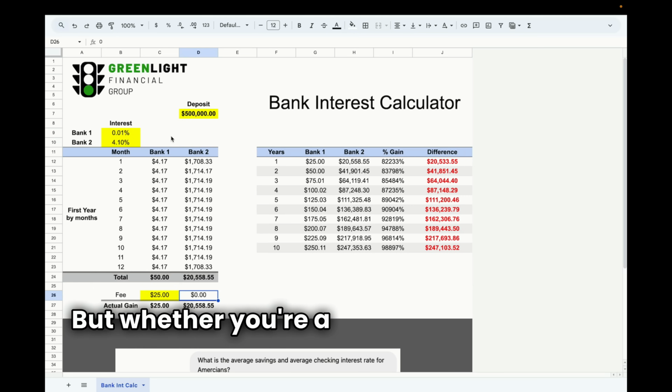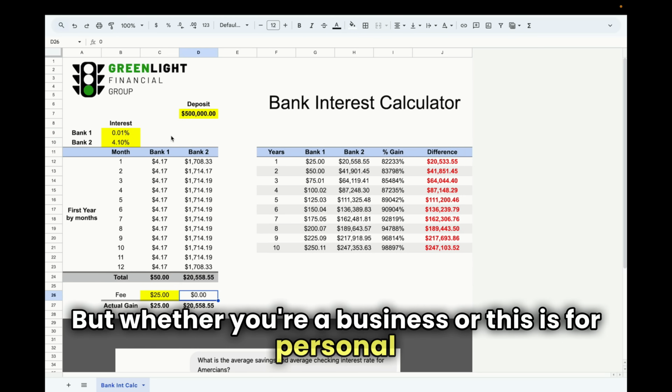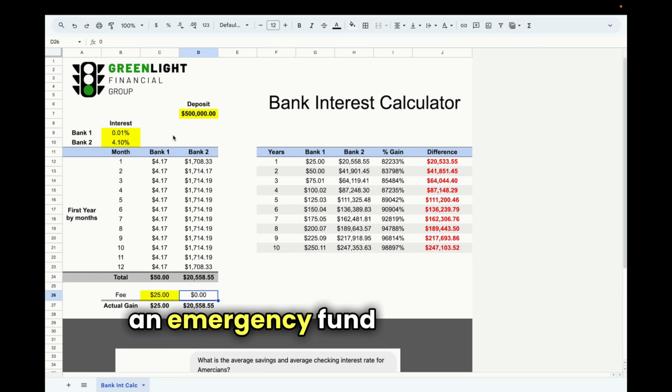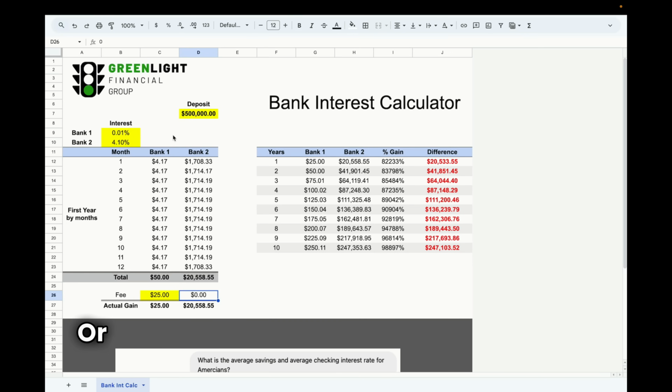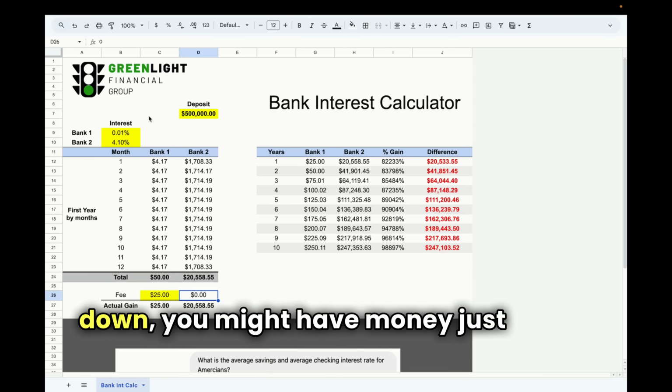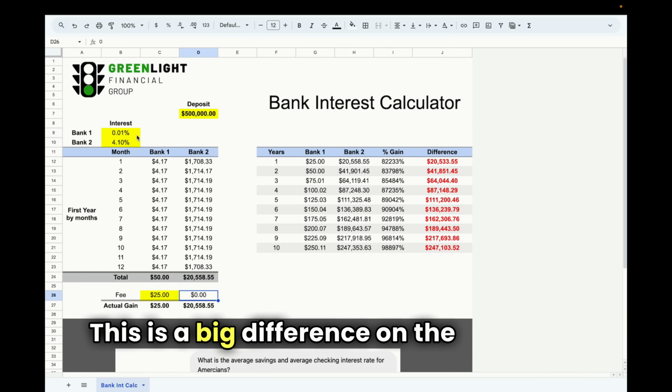But whether you're a business or this is for personal use, you might have money stored up just in case an emergency fund is needed, for replacing a roof, or if your cooling or heating system goes down. You might have money just sitting there. This is a big difference in the potential.